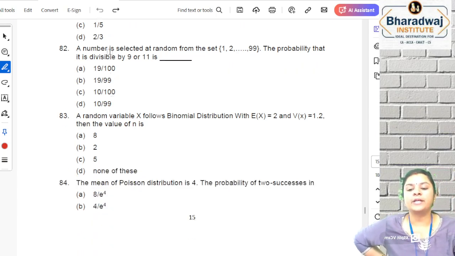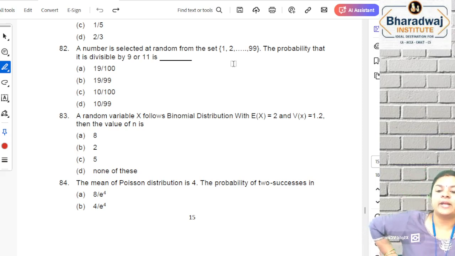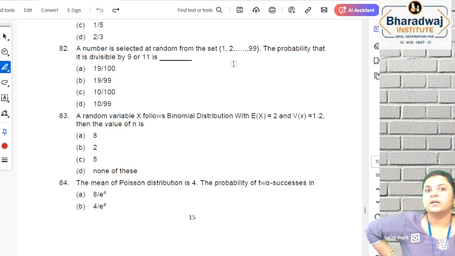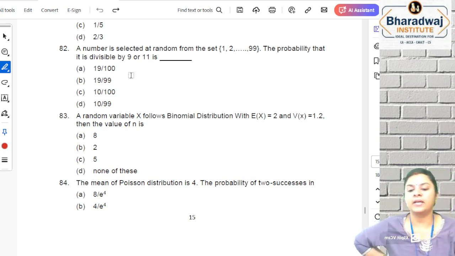Okay. 82. A number is selected at random from the set 1 to 99. Probability it is divisible by 9 or 11. 99 by 9, how much? 11 items. 11 plus 9 minus 1. Divided by 9, 11 items. Divided by 11, 9 items. Divided by both 9 and 11, one number. So 11 plus 9 minus 1, which is 19 minus 1, divided by 99.